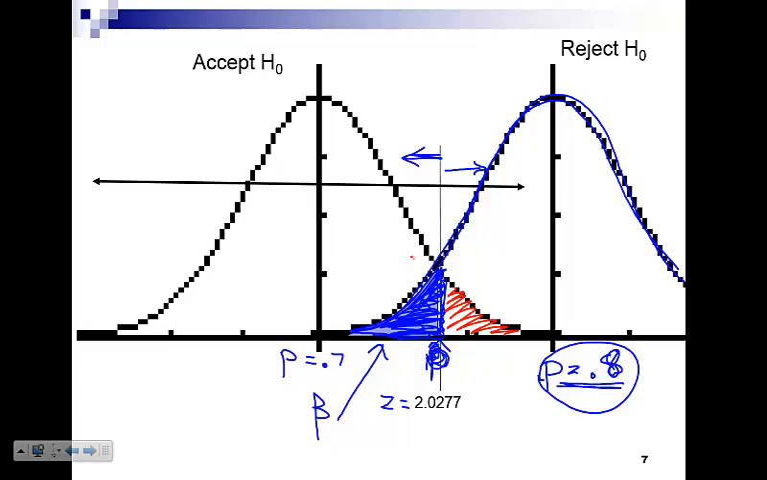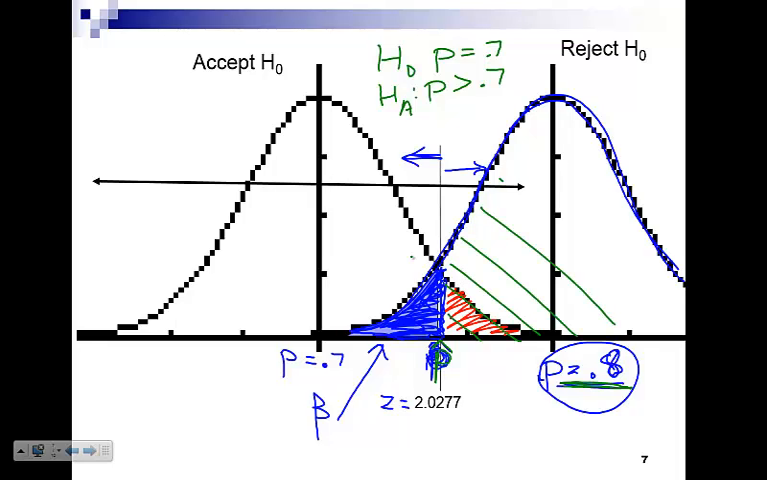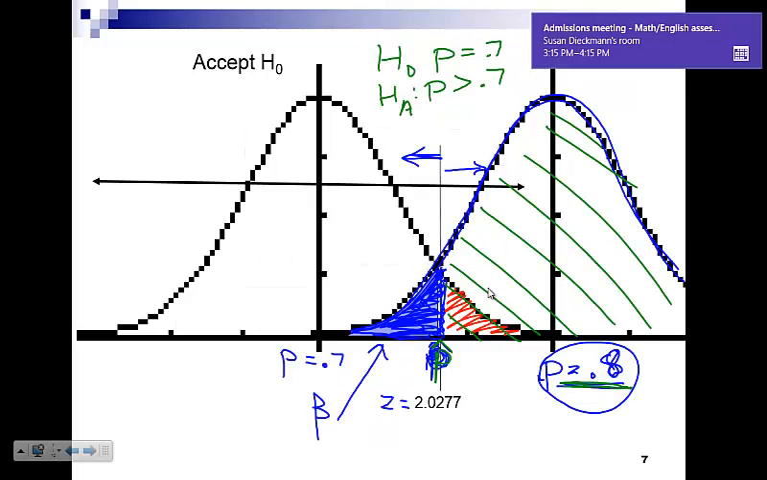So where is power? Power is to reject the null when we should have. If the true proportion of water on the earth is 80%, then we should have rejected the null. Our null was that the true proportion is 70%, and our alternative in this case was probably that it was greater than 70%. So if we got a p-hat here when our true p was 80%, then power would be all of this probability here, also known as 1 minus beta. So that kind of shows how the two are related.